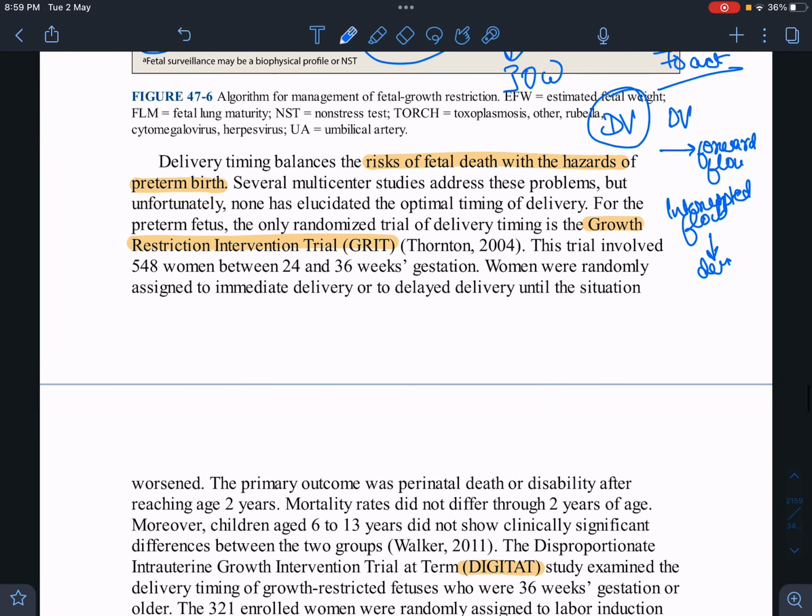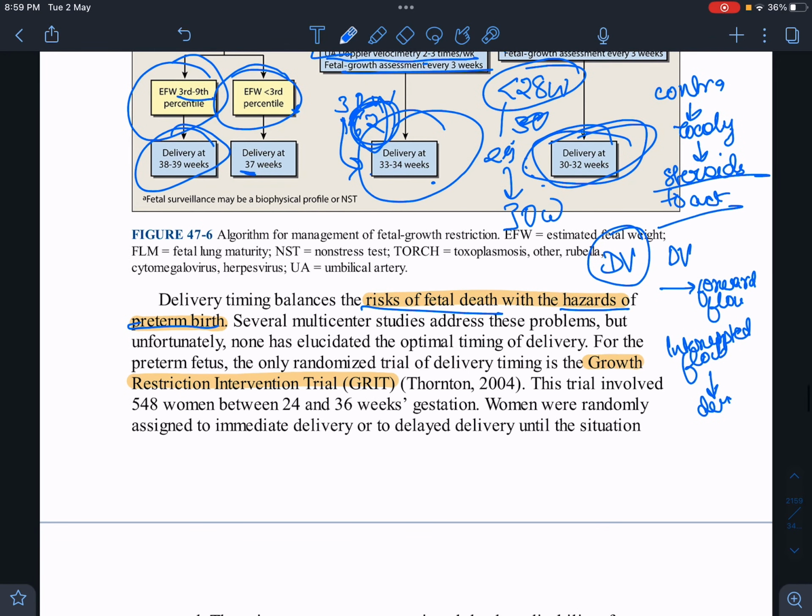Okay, now the delivery timing balances the risk of fetal death with the hazards of preterm birth. That is why I'm telling you, if at 29 weeks you are getting reversed flow, but you think, okay, one more week we can somehow manage, you want to give steroids, then daily you will do the ductus venosus.